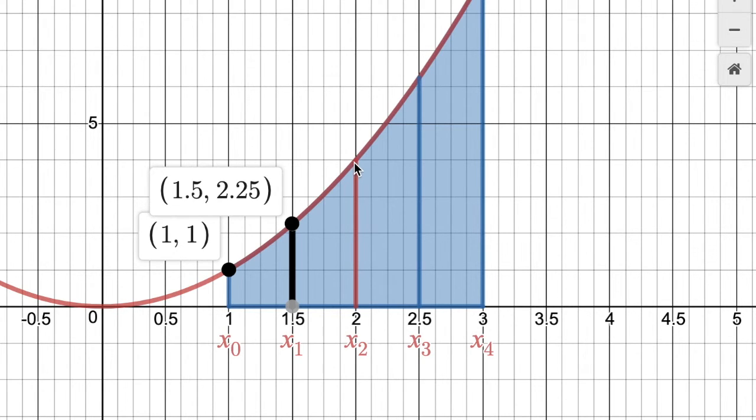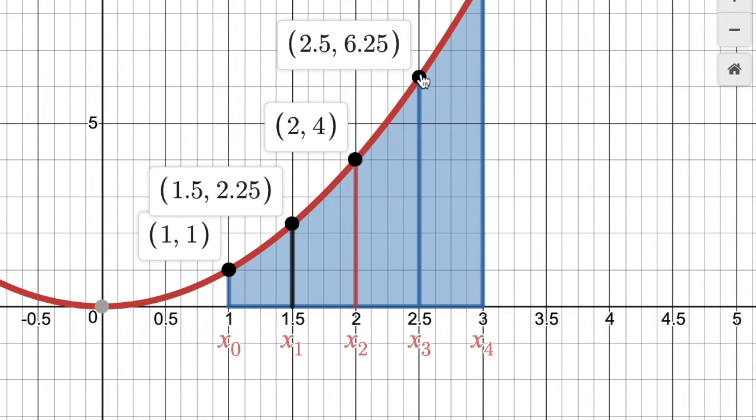My next left height will be at 2, so that'll be 4 times 1/2. And then this one here will be at f of 2.5, which is 6.25. So basically I'm going to have 1 times 1/2, 2.25 times 1/2, 4 times 1/2, and 6.25 times 1/2.